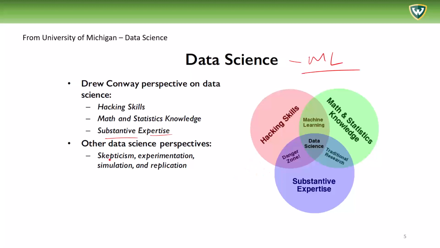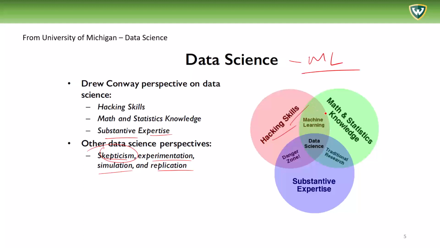Other data science perspectives: skepticism, experimentation, simulation, and replication. Skepticism is a kind of attitude to be curious and doubtful and trying to seek knowledge by testing and criticizing your own assumptions. But also these activities of experimentation, simulation, and replication are part of the activities of data science, and I would say data analytics.